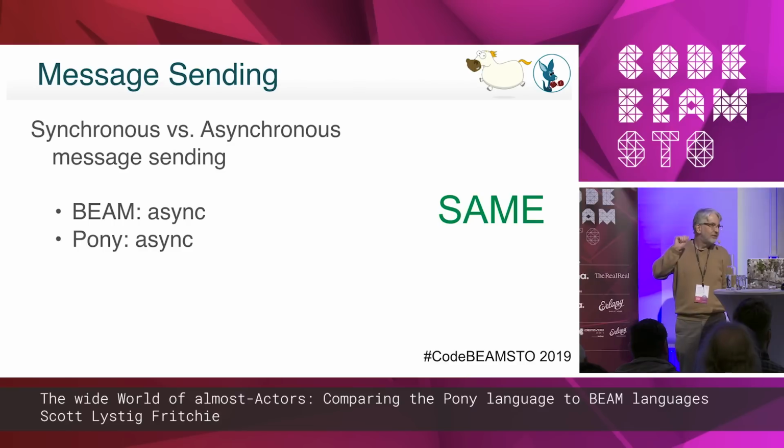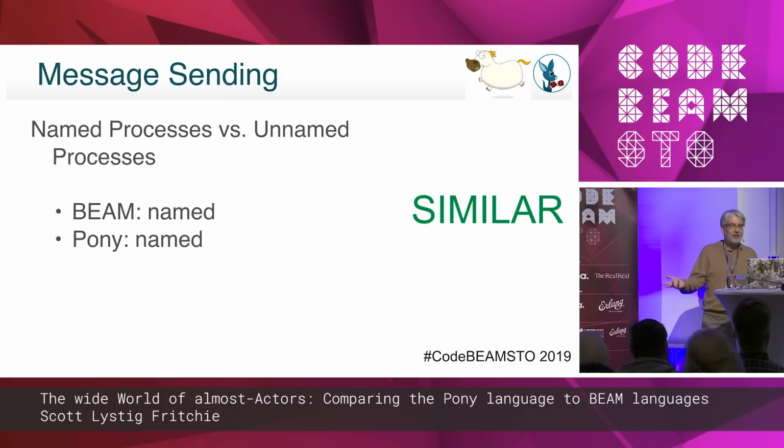Where do you send, or pardon me, I'm getting ahead of myself. Are processes named or not? And in both cases, yes. Actors have a name. So in Beam, it's the PID. If we ignore the process registry, which you can model as yet another Erlang actor, then the name of a process is the PID. In Beam and with Pony, it's a tag address.